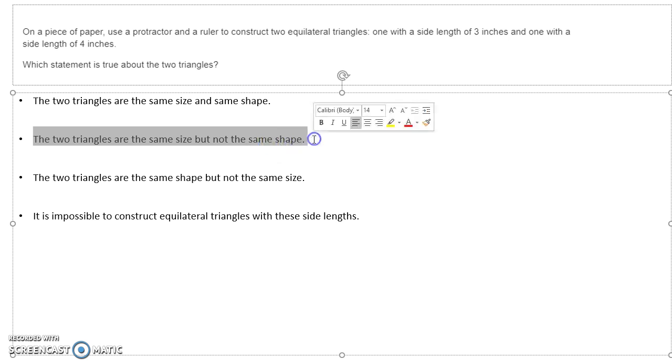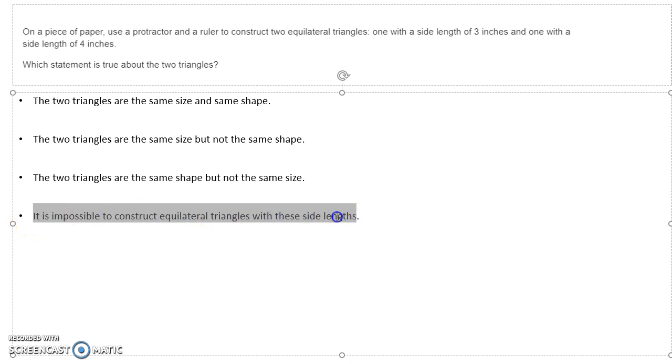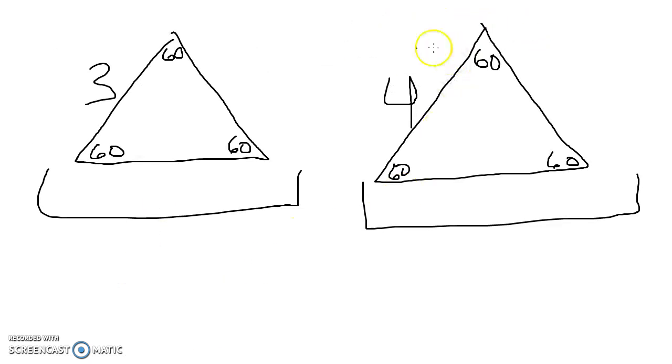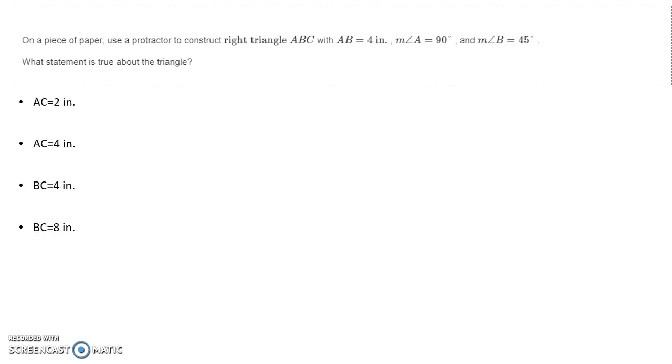The two triangles are the same size but not the same shape. Well, they are not the same size, so this is not true. The two triangles are the same shape but not the same size. That one sounds correct. It is impossible to construct equilateral triangles with these side lengths. Well, it is possible. So the answer would be this middle one here. They are the same shape, they're similar triangles, but they are not the same size because one of them has a side length of 3 and the other one has a side length of 4. Okay, so that was number 3.